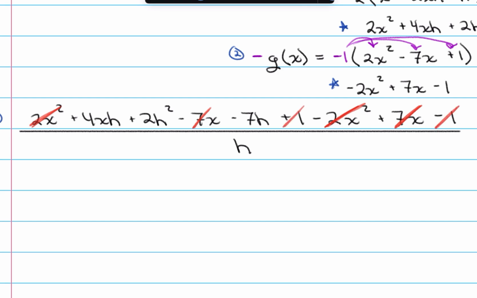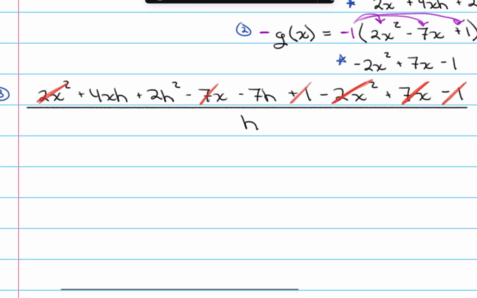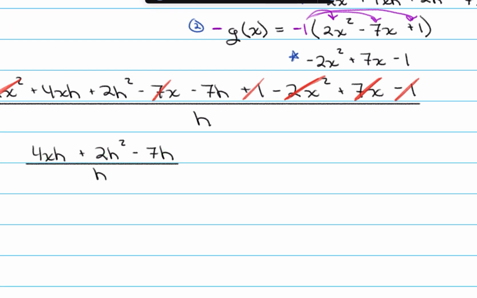So what am I left with? I am left with 4xh plus 2h squared minus 7h all over h. Okay, we can clean up one more time. There is an h in common with every one of our terms, all right? If it's a little hard to see all as one fraction, you can break this apart to be 4xh over h plus 2h squared over h minus 7h over h. I broke apart each piece of my numerator to its own fraction. Okay, they all have the same denominator, so I could push them right back together again.